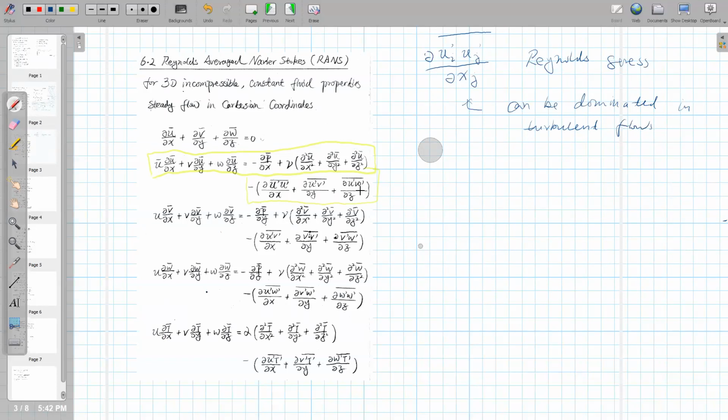So this Reynolds stress is very important to study. And similarly, we have the Reynolds stress term for all the momentum equations. And for the energy equation, we will also have these additional terms, the correlations between the velocity fluctuation and the temperature fluctuation.